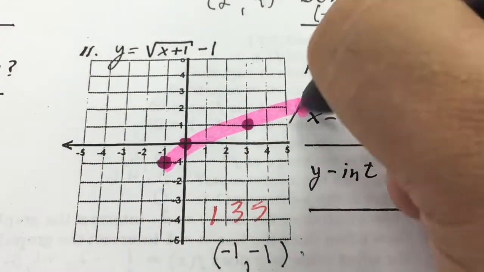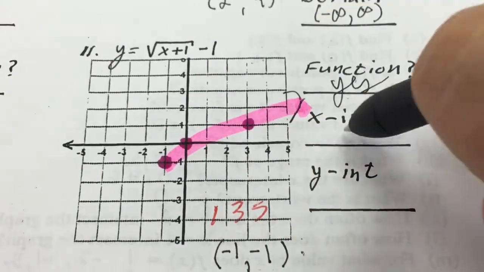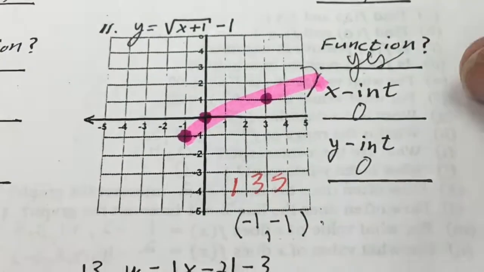And is that a function? The answer is yes. It passes the vertical line test. The x-intercept is at 0, the y-intercept is 0, and for some reason I forgot to ask you about the domain and range for this one.